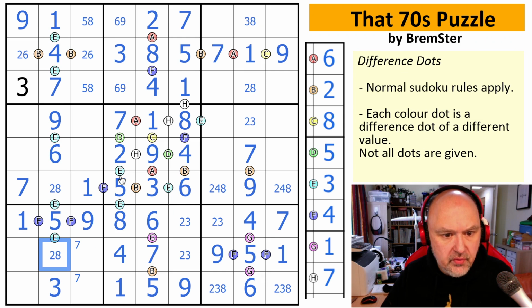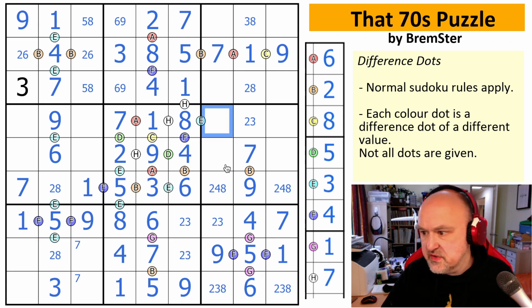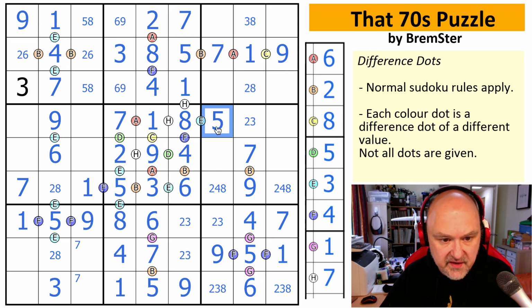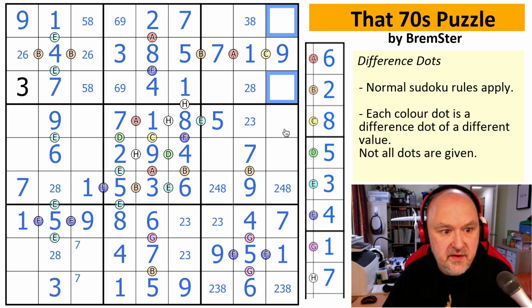So we've figured out all the differences. Oh, that one. That's not done. That has to be 3 different from 8. I can't go down. That has to be a 5. So 5, 5. I need to put 5 in one of those two.